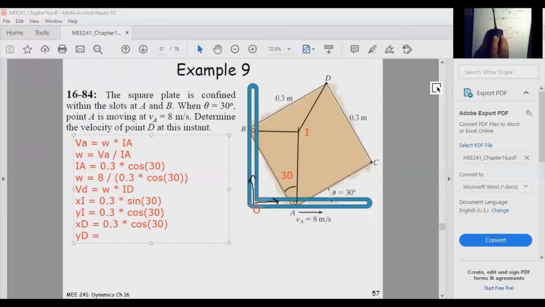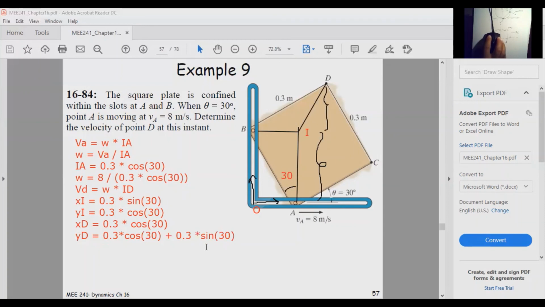How about YD? So YD is going to be equal to YI, which is given to me as 0.3 times cosine 30, plus how much? Plus 0.3 times sine 30. You guys agree? Yes. Right, so this distance plus that distance. This guy here is YI, or 0.3 cosine 30 plus 0.3 sine 30, which is this guy from here to here. Okay, I'm going to draw it better.